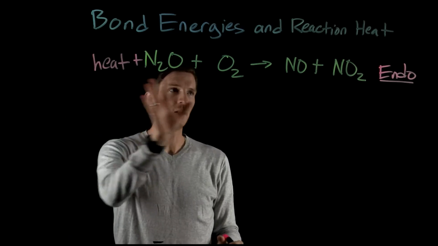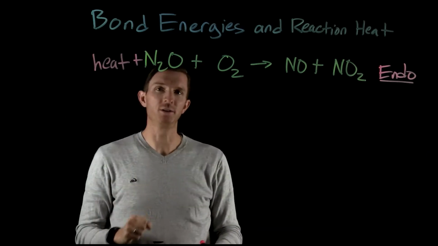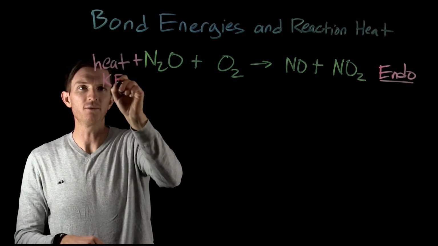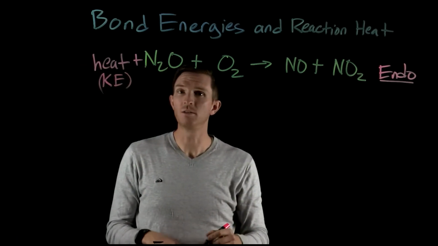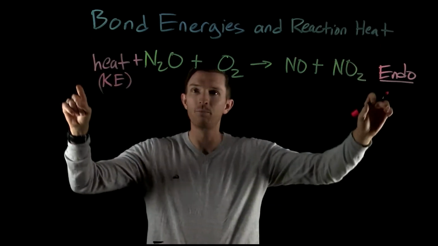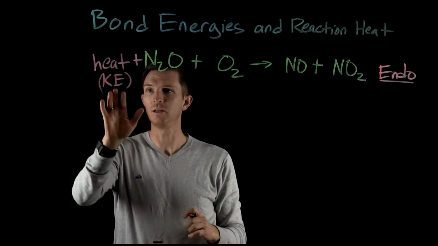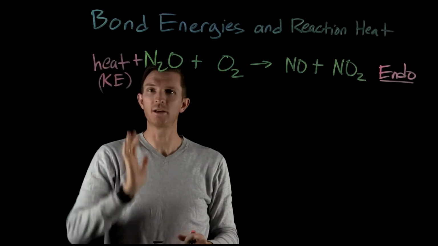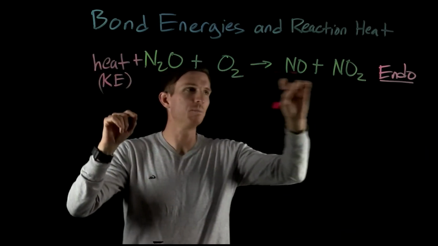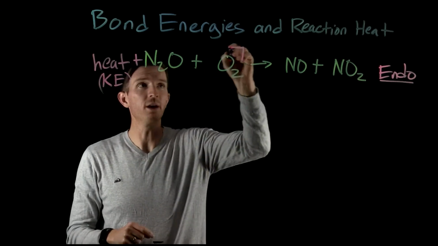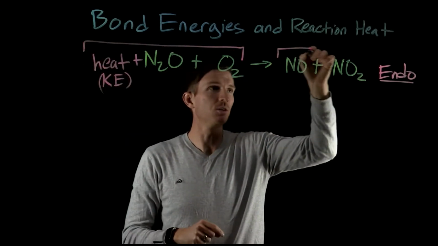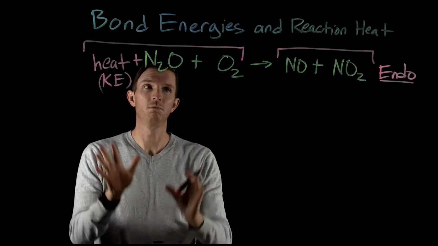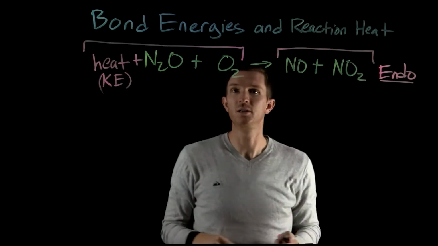Okay, so let's unpack this a little bit and see how bond energies relate to this. So we have heat as a reactant, and remember we defined heat as the transfer of kinetic energy. So that means our system, our reaction, is absorbing energy in the form of kinetic energy as it goes from reactants to products. Now we see it doesn't stay as kinetic energy because the total energy must remain constant. The total energy here must be equal to the total energy here. That's the first law of thermodynamics, conservation of energy. All the energy as reactants should equal all the energy as products.